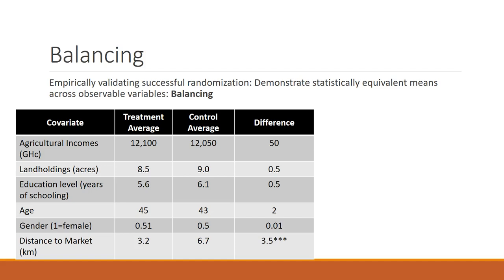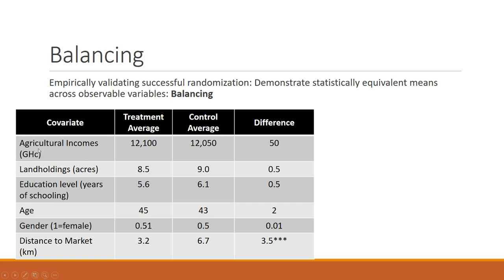Okay, so what we do is then we assign people to the treatment group and we assign people to the control group. But before we go and give them the intervention, we look and we compare the average values for a bunch of these characteristics. All right? So let's go through the examples.